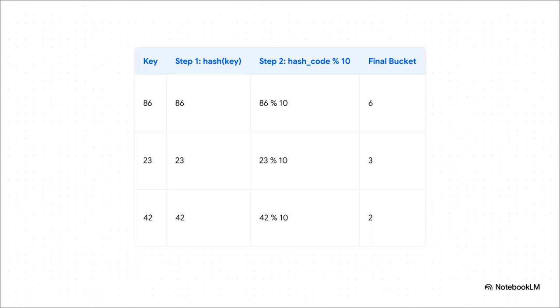All right, let's look at a real example so you can see it work. Imagine we have an array with 10 slots, or buckets. If our key is 86, we get its hash code, and then we calculate 86 modulo 10, which gives us 6. So the data for key 86 goes right into bucket number 6. Same thing for 23, it lands in bucket 3, and 42 goes to bucket 2. It's a predictable, repeatable, and seriously fast way to find the right home for any key.